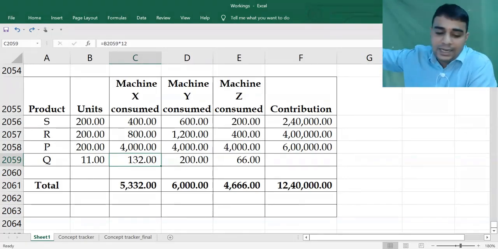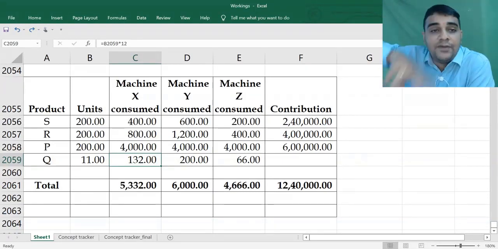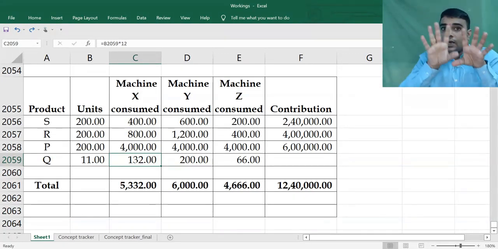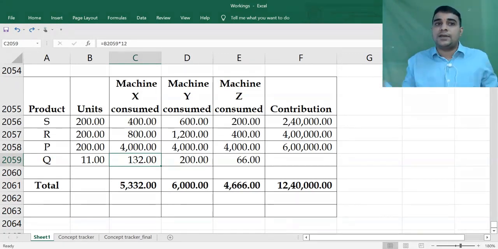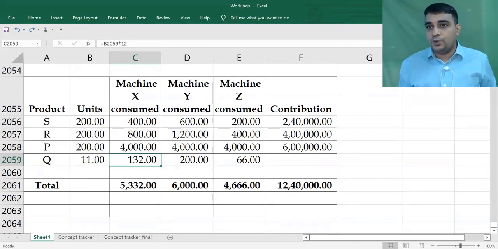So bottleneck factor, limiting factor is 200 hours. Based on 200 hours, I say 11 units. Based on 11 units, 11 into 12, 11 into 6. Just ensure total does not exceed 6,000. If total exceeds 6,000, then what you have done is incorrect. You will have to delete that and then again do a trial and error.